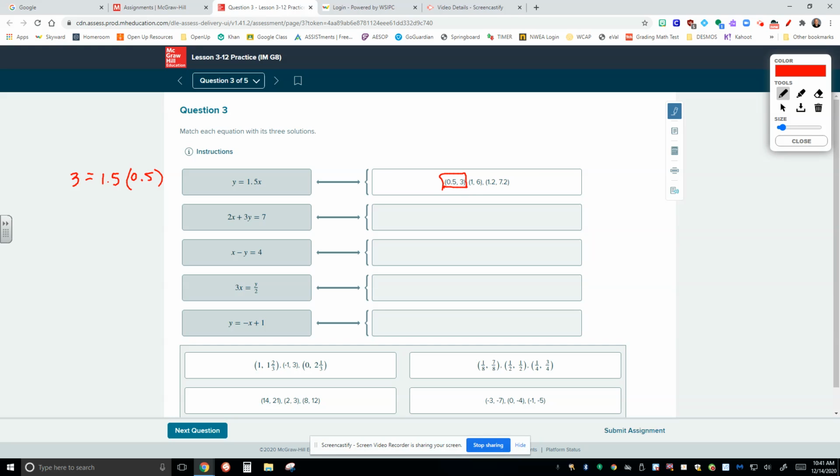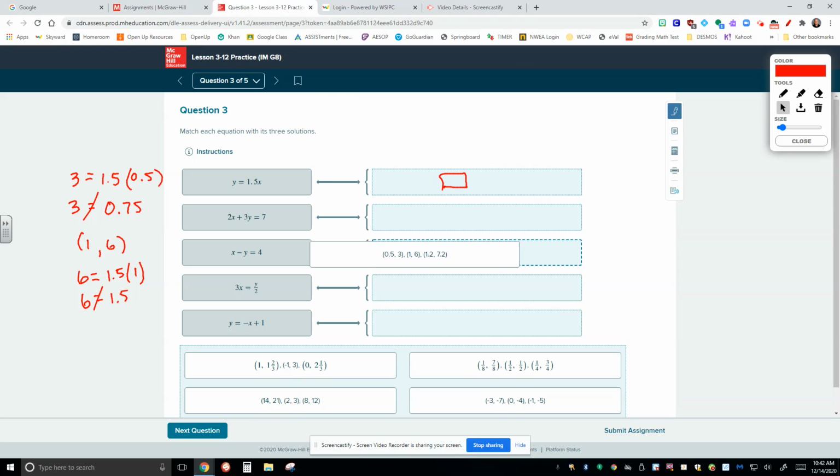Well, I took the first ordered pair right here, and I'm going to substitute this. So I'm saying 3 is equal to basically a half of 1 5/10. Is that a true statement? Absolutely not. Maybe I just made a mistake on this one. Maybe it would make more sense if I took the ordered pair 1 and 6. And I said 6 is equal to 1 5/10 times 1, making it 6 is equal to 1 5/10. No, that's false.